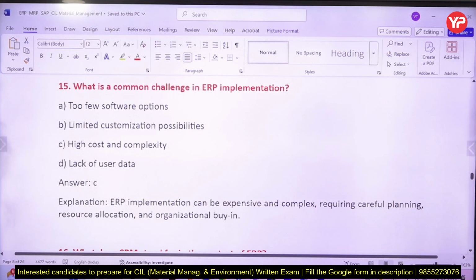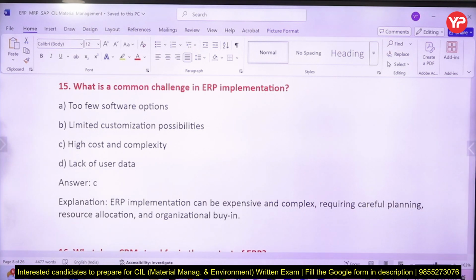What is the challenge in ERP implementation? What challenge can come? High cost and complexity while implementing it, because you have to plan, resource allocation is to be done, organizational buy-in will be there.